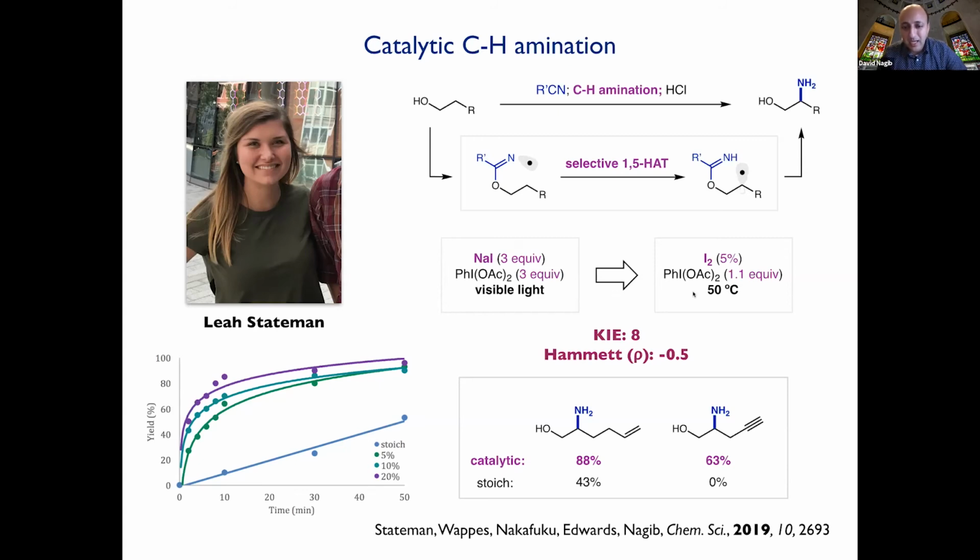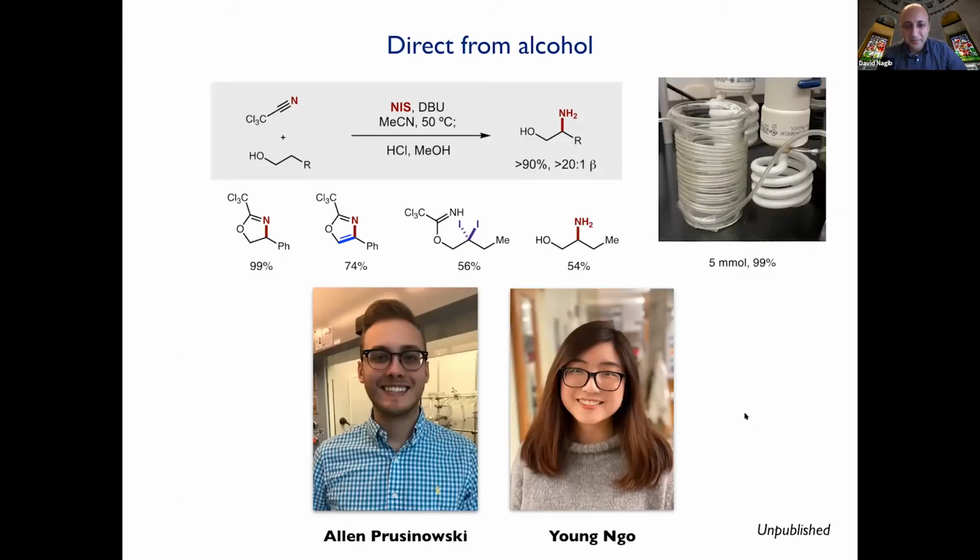And simply switching over to a thermal condition, like 50 degrees here, we can now just drop it to the single equivalent of stoichiometric oxidant, as well as catalytic equivalents of I2, essentially any catalyst loading you want. You can see the kinetics right here. It's a pretty rapid and now well-behaved reaction. And you can see here, having a whole lot less oxidant also allows pi systems now to be tolerated. I just love this alkyne going from 0 to 60% yield, thanks to this switch to catalysis.